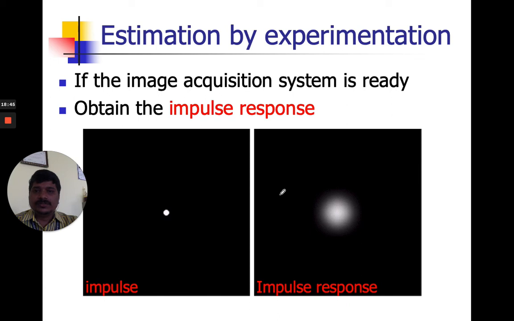The next part is estimation by experimentation. If the image acquisition system is ready, you can obtain the impulse response. This is the impulse which you have collected and this is the response. We can easily see the patterns or spectrums of the images by experimentation. So we have to consider the impulse response of an image here.